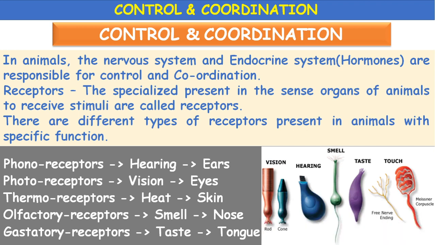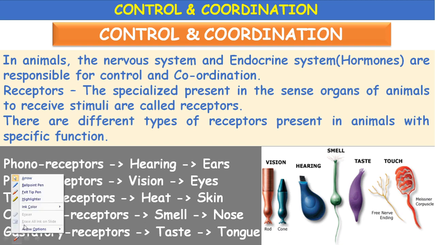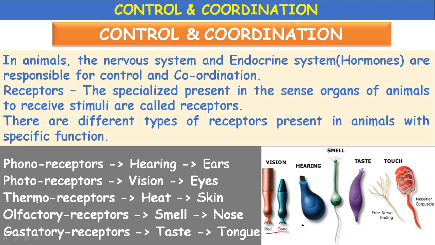Okay, you can see here rods and cones. These are present in the eyes. Photoreceptors. Okay, phonoreceptors present in the ear. Smell receptors, olfactory, they are present in the nose. Gustatory, taste receptors, they are present in the mouth. Then touch receptors, they are found in the skin and the sensitive parts of the body, tips of the fingers, like that. These touch receptors are most abundant.